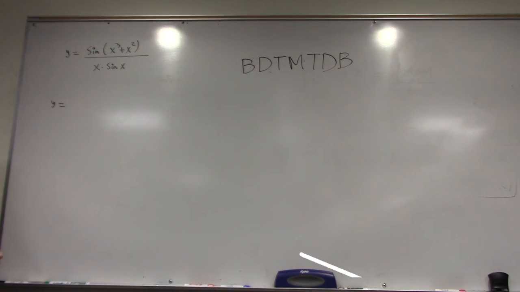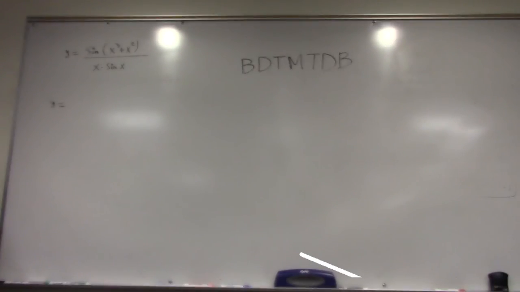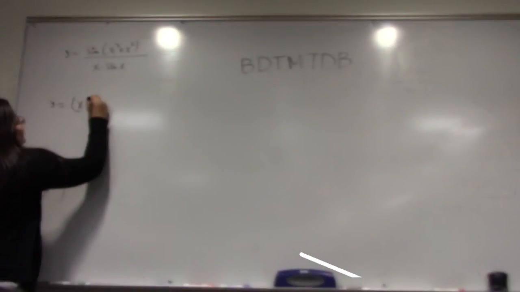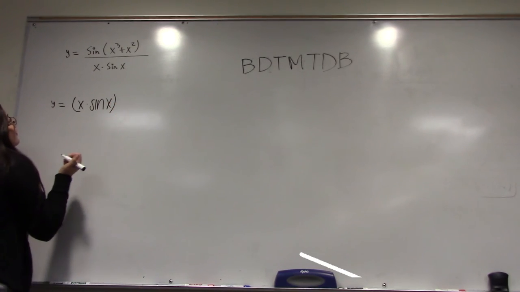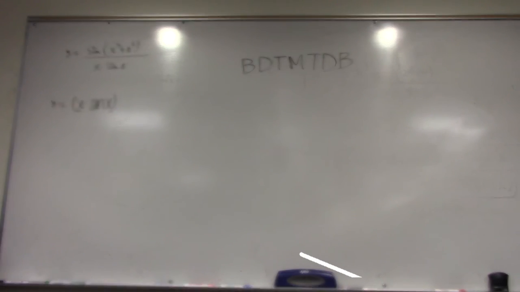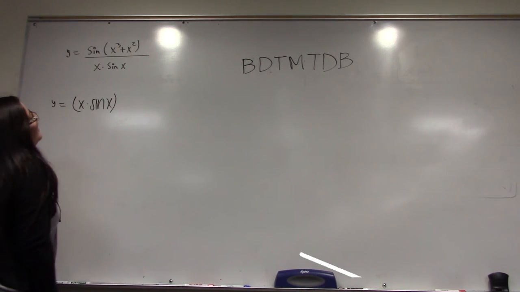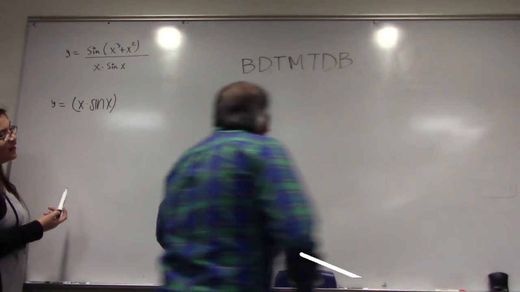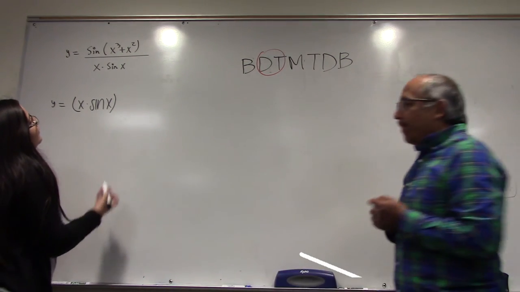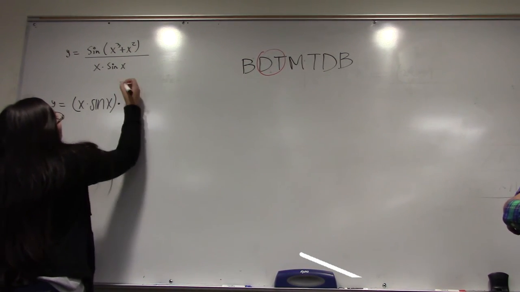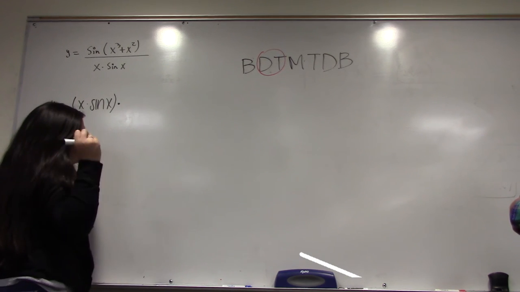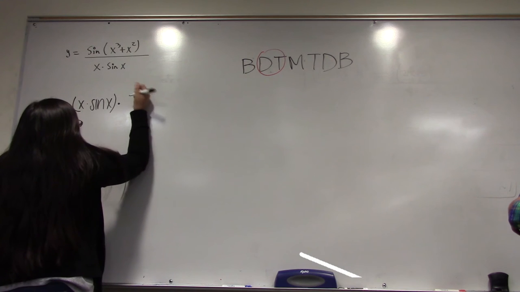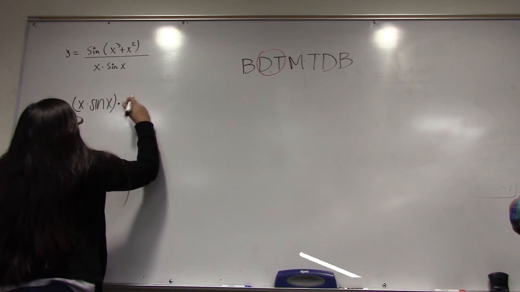So now the B, yeah, go ahead. Bottom derivative of top minus top derivative of bottom. So I would take the bottom, x times sine of x. Stop right there. Look at me. You're doing a great job, okay? Keep going. So, the derivative of the top. So, times the derivative. Just go ahead and take it. It's cosine. Very good.